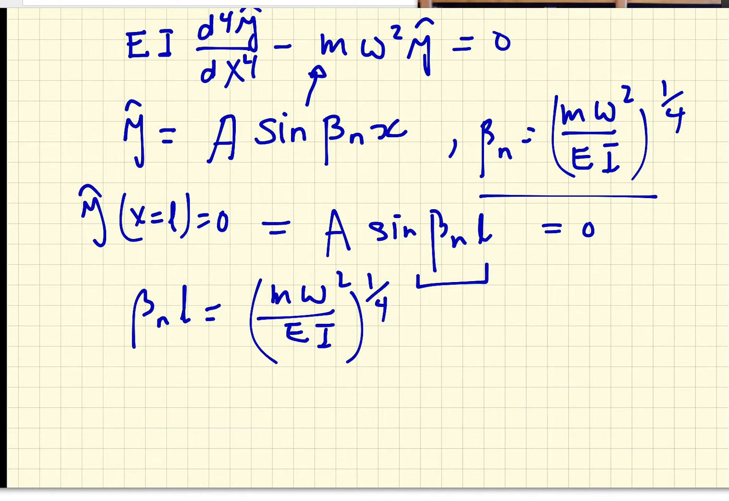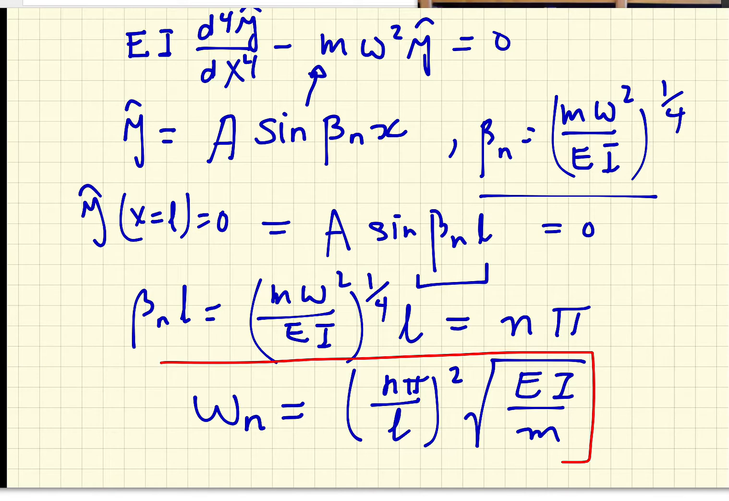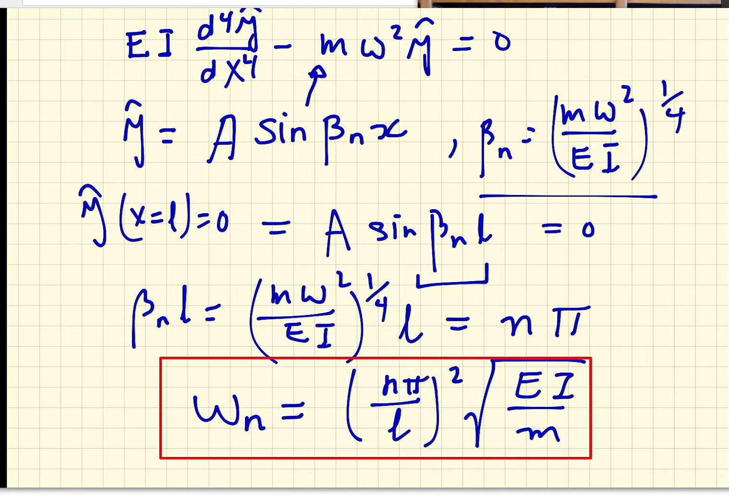So if we now say that beta n times L should be equal to 0, it means that beta n times L should be equal to a multiple of pi. If beta n times L is a multiple of pi, then sine of a multiple of pi will be equal to 0, and we satisfy this condition. We can rearrange now and write the solution for this equation. I'm going to write omega n as equal to n pi over L squared times the square root of EI over m. This is the final equation that we have derived, and this equation is the critical speed for the shaft.